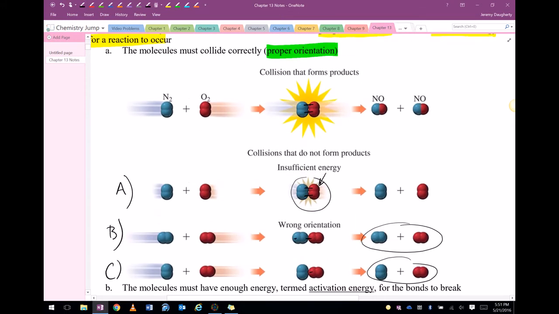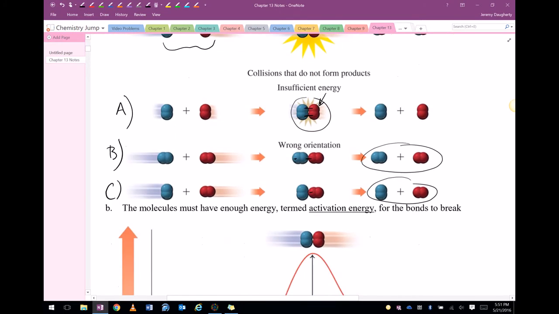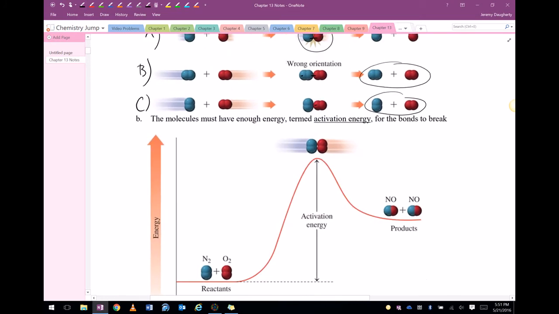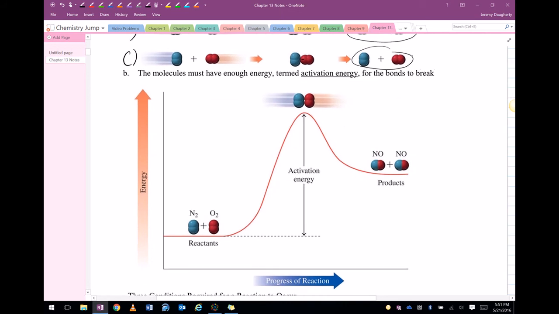So let's look at that collision that actually works. Nitrogen, oxygen, they collide correctly, and they collide with enough energy. So colliding correctly is pretty obvious as to why that's going to stop a reaction. But let's talk about why molecules have to have enough energy. In every reaction profile, every energy diagram, we're going to see reactants, like that, and then they're going to collide correctly, and then once they collide, their energy is going to go down.